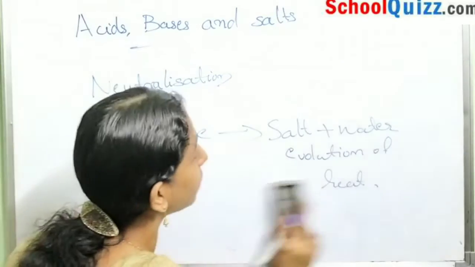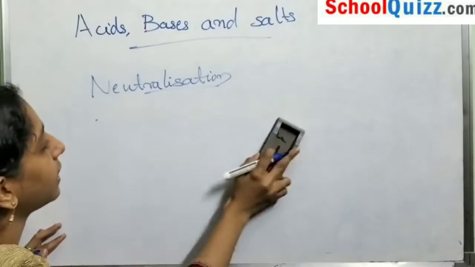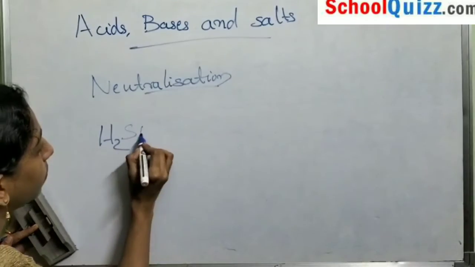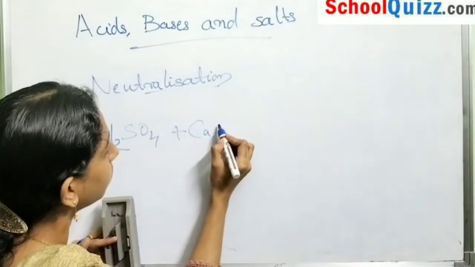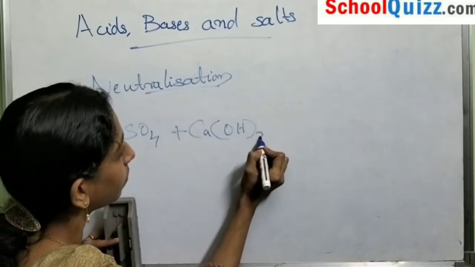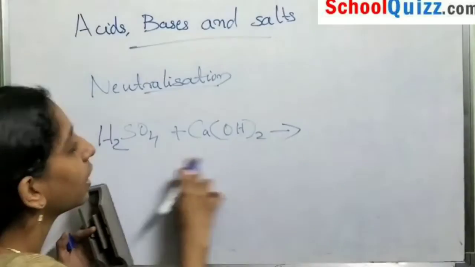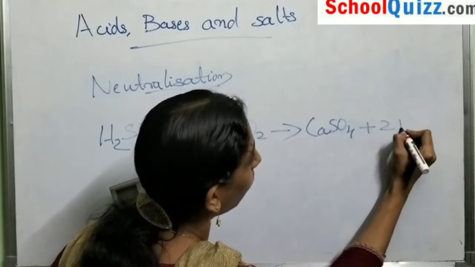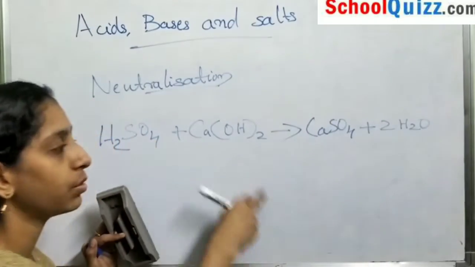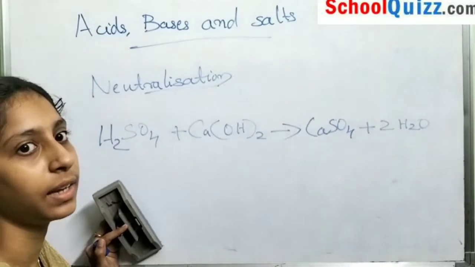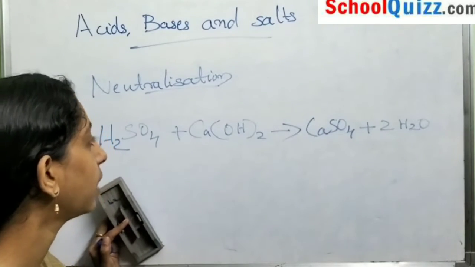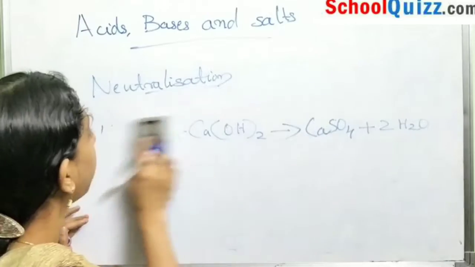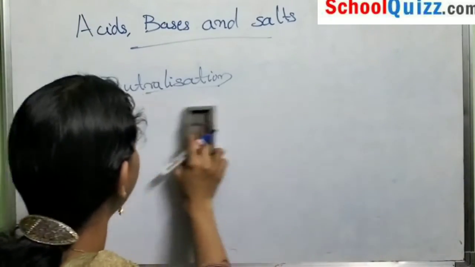What will happen in the case of sulfuric acid and calcium hydroxide? Here calcium sulfate and water are formed with the evolution of heat. This is the chemical reaction of the neutralization reaction. Okay, this is about the neutralization reaction.